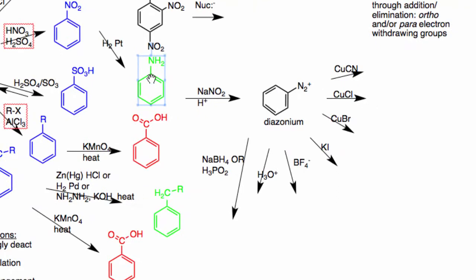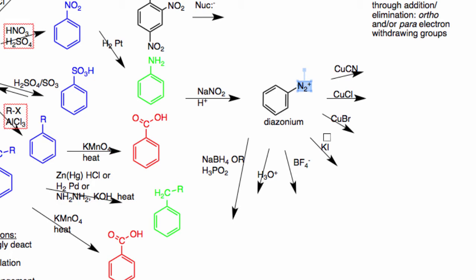There is also a series of other reactions we can do, starting with aniline, which could be created from nitrobenzene. We can change it into an aniline group, and then we can change the NH2 group into a diazo group.